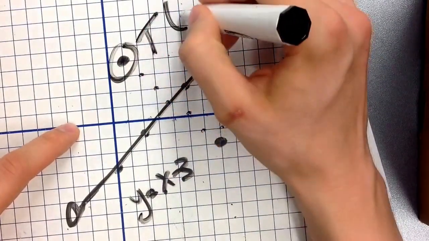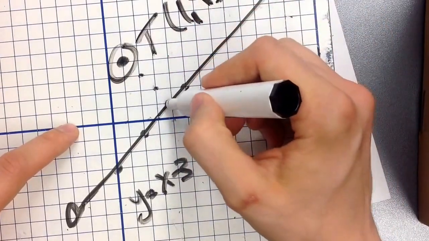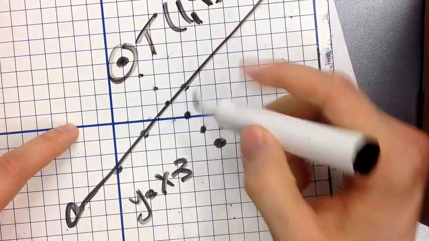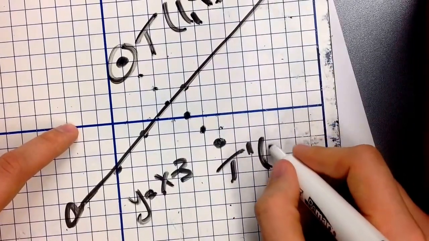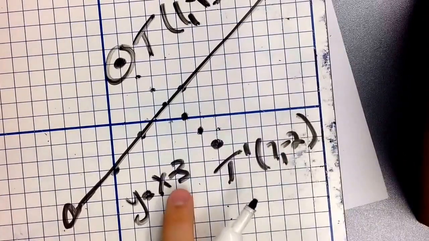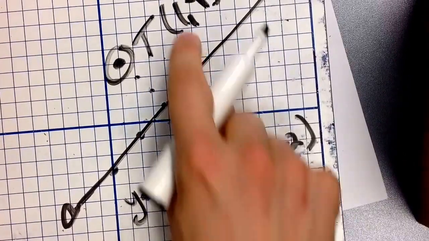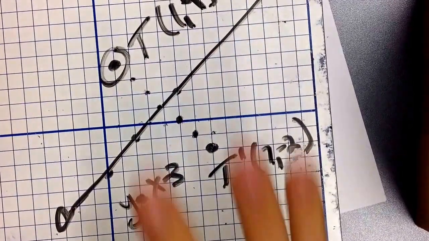Alright, at 1, 4. What I did, just count the distance. 1, 2, 3. Count the distance. 1, 2, 3. My new J value will be 7, negative 2. So what happened with this negative 3, it's going to take away from the x value, and it's going to add to the y value when you flip it.